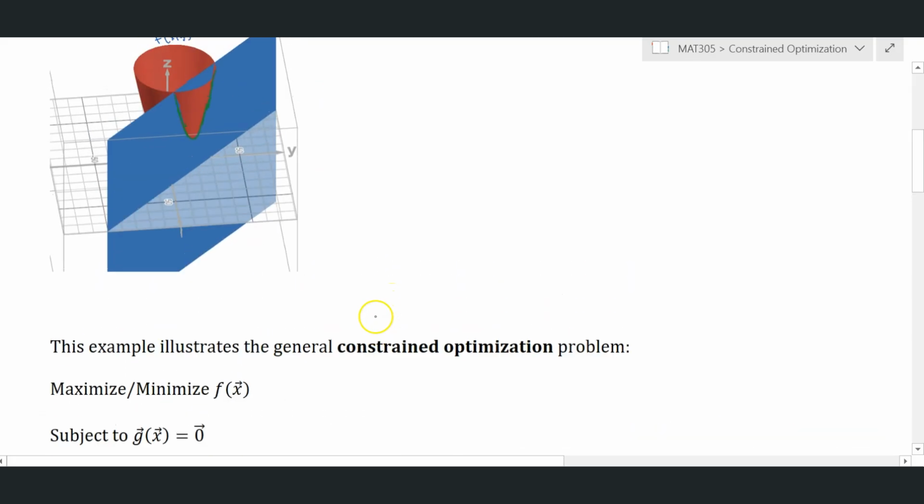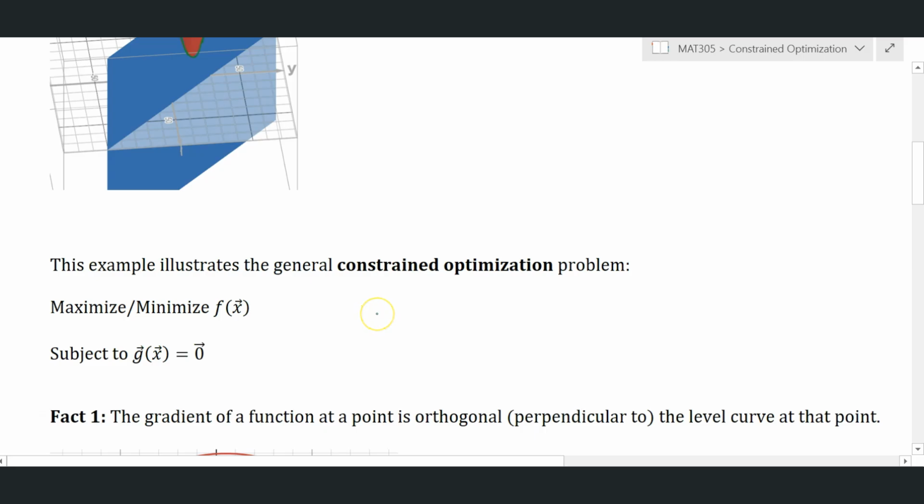Now, in general, these constraint optimization problems are formulated in the following way. We have either maximize or minimize some function, f of x. This is often called the objective function. And we have then this subject to phrase, which gives us our constraint or constraints.